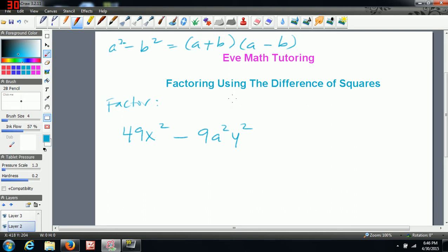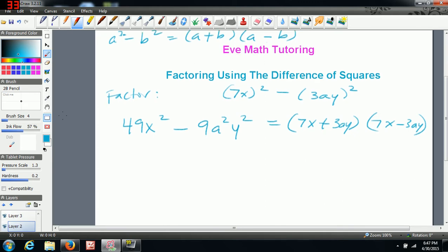So if I wrote that, I would get 49, so that would be (7x) squared minus (3ay) squared. Okay. So at that point, if we went ahead and factored this, we would get 7x plus 3ay, sorry, and then 7x minus 3ay. Okay? And to see if your answer is right, you could always FOIL this, and if you FOIL it, you get back to this solution. That means you do have the correct answer. So that would be a way to check your answer. Okay?